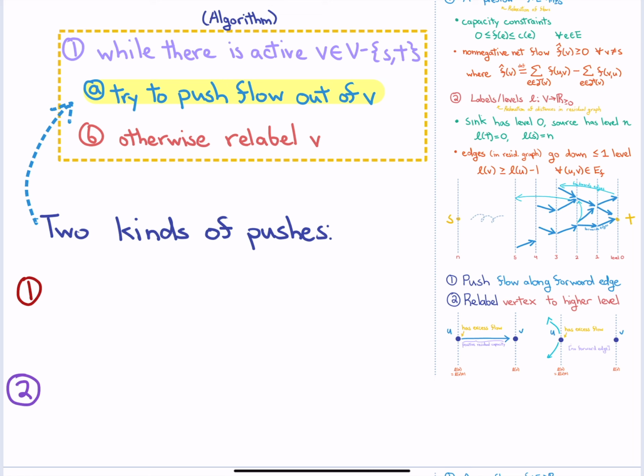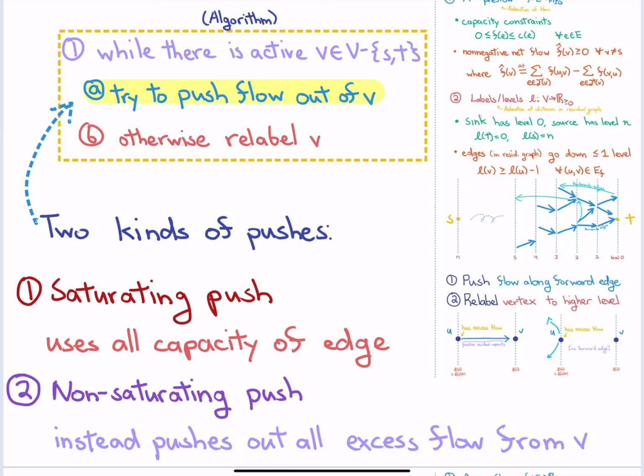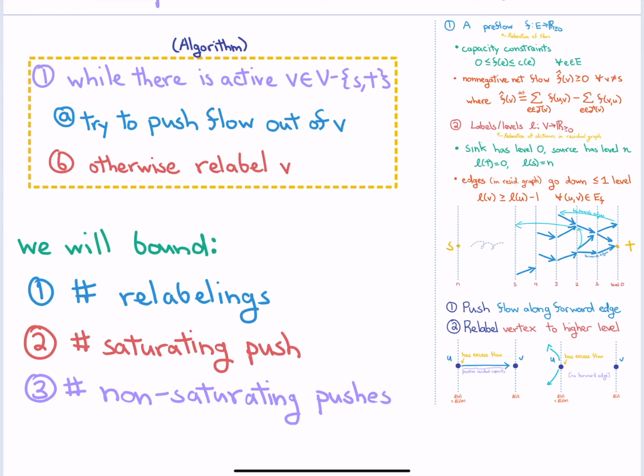So the first kind, I don't know who gave these names, is called a saturating push. You use up all the capacity of the edge. The edge will disappear from the residual graph. And if it's not a saturating push, it's called a non-saturating push because we have great names. So this also means that it must use up all the flow at the vertex instead. Okay, so two kinds of pushes. We're going to try to bound the number of relabels, the number of saturating pushes, and the number of non-saturating pushes.